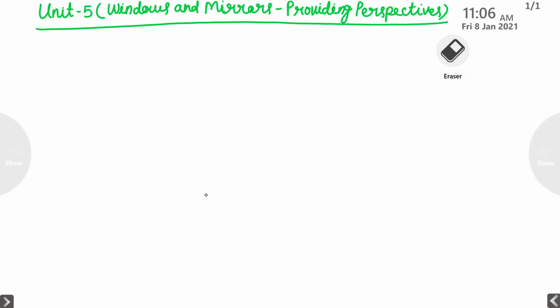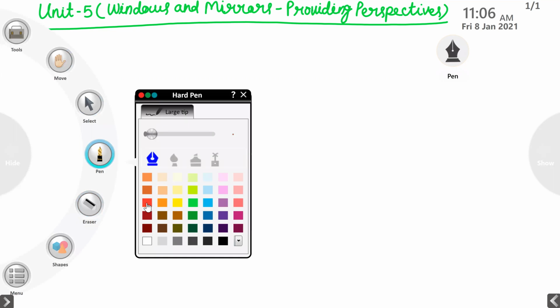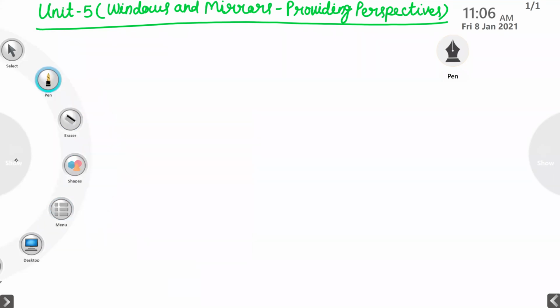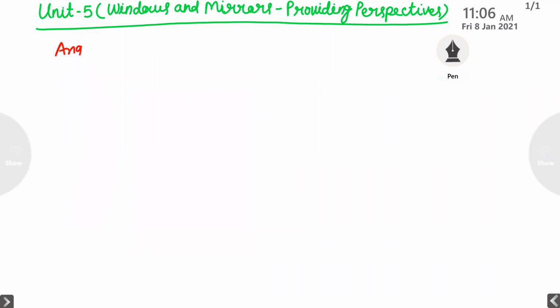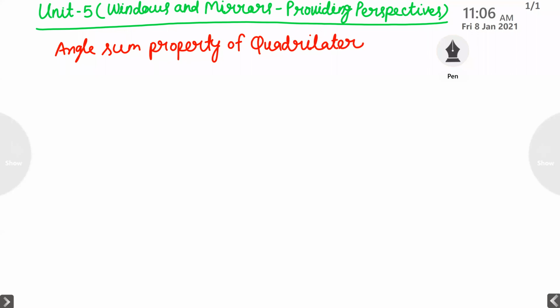Before starting any question, I want to give one concept, key heading: angle sum property of quadrilateral. Left side key heading, angle sum property of quadrilateral.